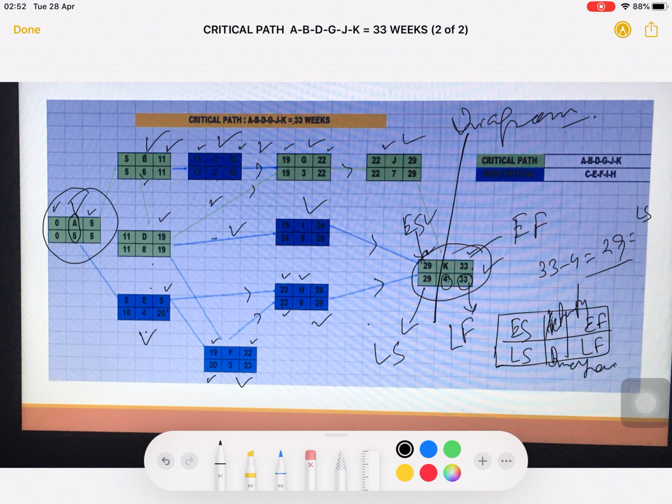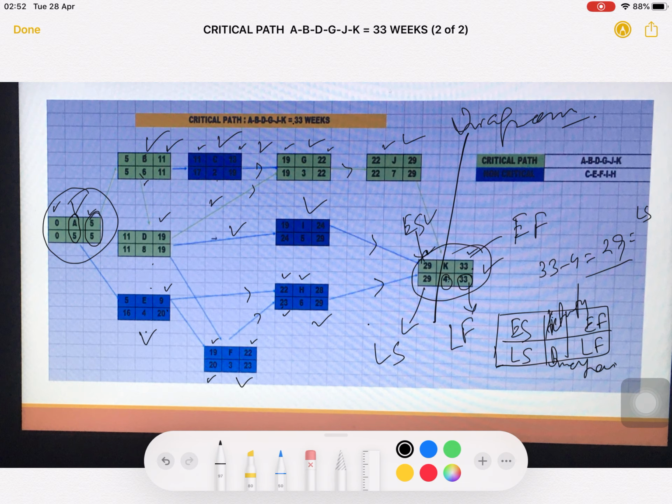Okay. Now, come to the point of the critical path. How will you find out the critical path? Which is the critical path? Critical path means wherever your duration is the maximum, the longest path. Okay. So, wherever your earlier finish and late finish are the same, that is your critical path.